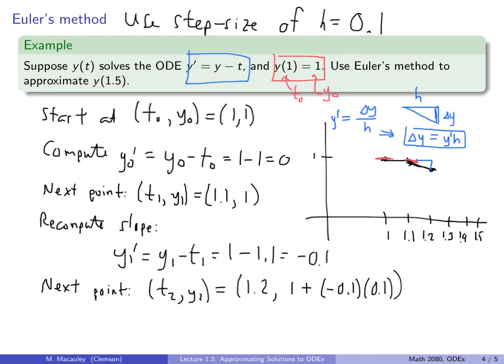I'm not going to do the actual calculations. I've done them in advance, but this one's actually pretty easy. It's 1.2, and then this is 0.99. And just to recall that this thing here is y prime times h.